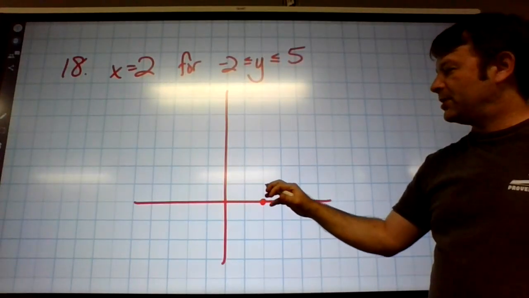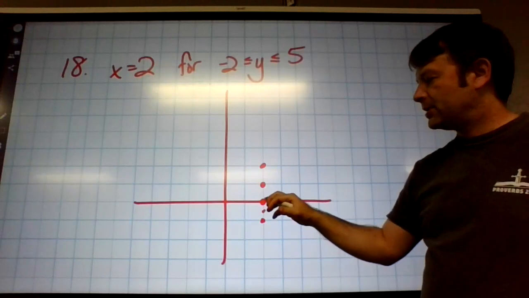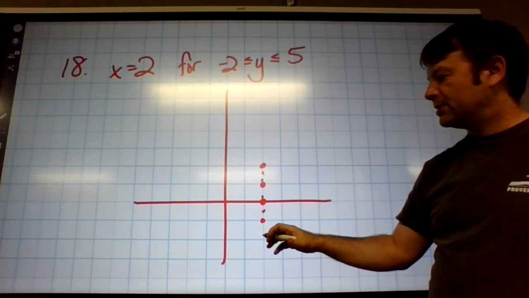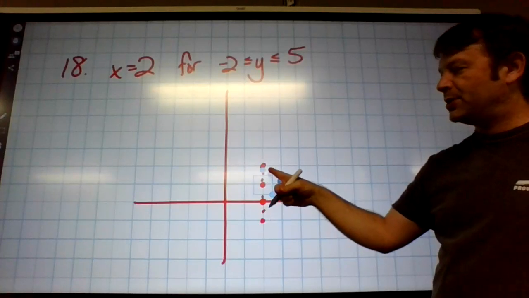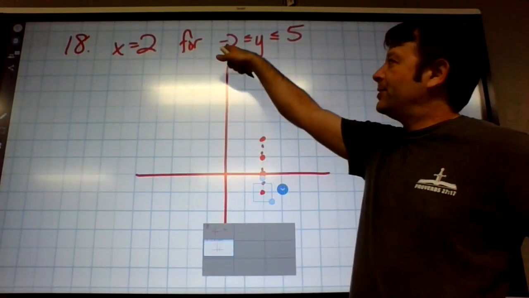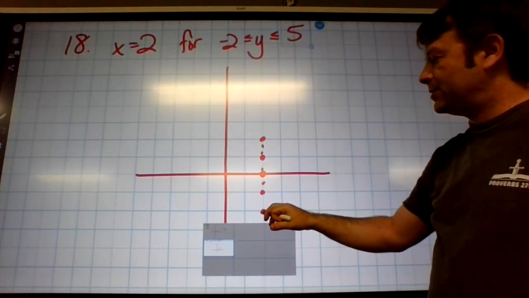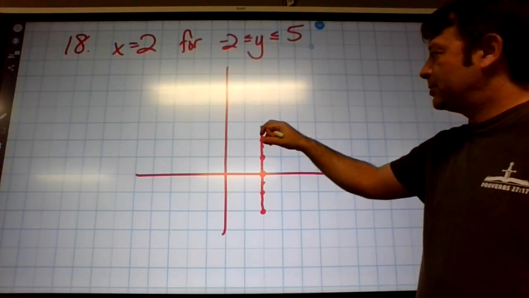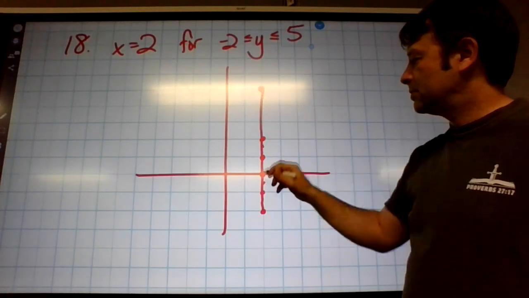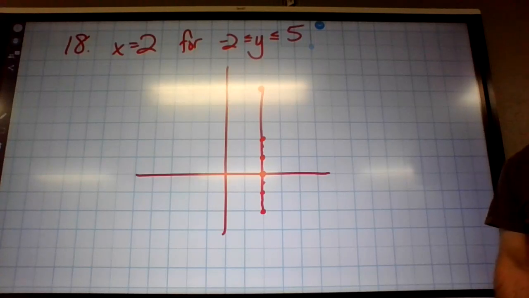Okay, this is 2, 0, but x also equals 2 right here, and right here, and there, and there. So all along this vertical line, x equals 2, because this is 2, 1, 2, 2, 3, 2, negative 1. But we're only doing y values from negative 2 to 5. So we're only going down to negative 2 and up to positive 5. Would it make a U or is it a straight line? It's a straight line. And do we draw it? Yep.